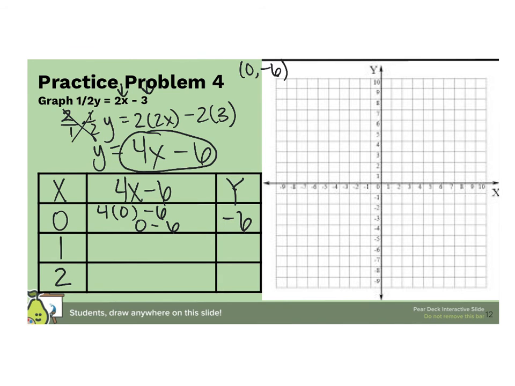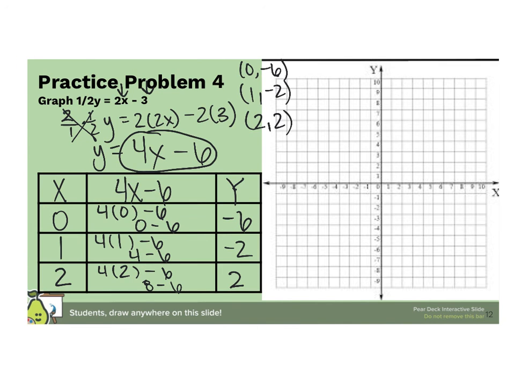Next, 4 parentheses minus 6. This time we're plugging in a 1. 4 times 1 is 4. 4 minus 6 is negative 2. Second ordered pair, when x is 1, y is negative 2. Last one, 4 parentheses minus 6. Plugging in a 2. 4 times 2 is 8. 8 minus 6 is 2. Last ordered pair, when x is 2, y is 2.